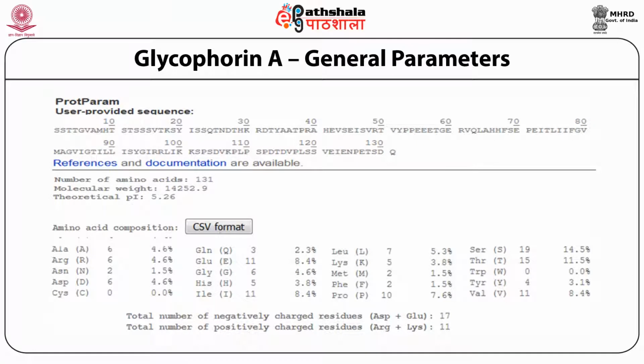In the results page, the first section displays general parameters such as user provided sequence, which you provided, number of amino acids, molecular weight, isoelectric point, then the amino acid composition, then the total number of negatively as well as positively charged residues. Biochemical parameters such as molecular weight and isoelectric point are useful for analyzing the resolved proteins on two-dimensional gels.